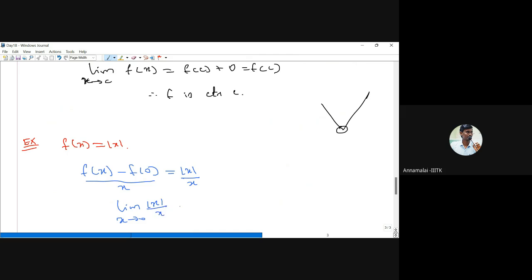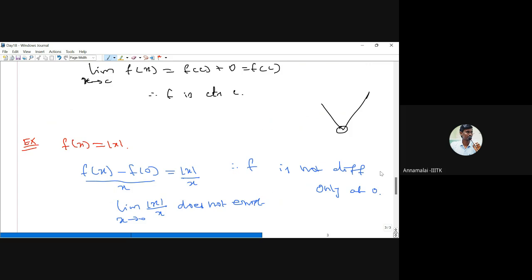Already we know that this does not exist, because you get plus 1 and then minus 1. Right hand limit you get plus 1, left hand limit you get minus 1, right? So you do not get a unique value, therefore the limit does not exist. So at the point 0, f is not differentiable because the limit does not exist. Therefore, f is not differentiable only at 0 and differentiable at any other points. So mod x is a continuous function, but not differentiable.